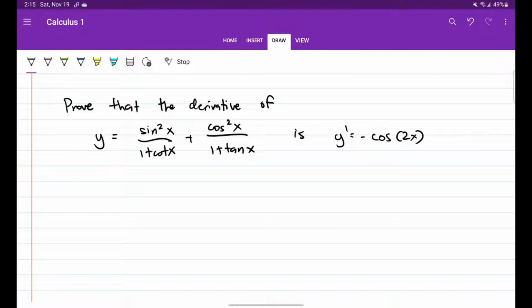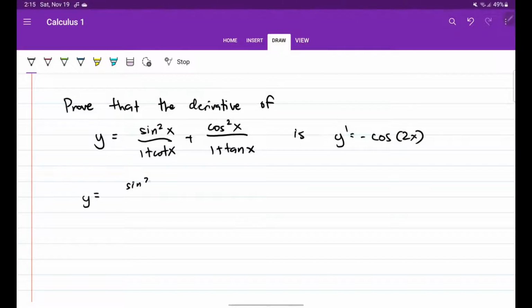Okay, so welcome back. So here we have a very interesting example wherein we are tasked to prove that the derivative of y equals sine squared x over 1 plus cot x plus cosine squared x over 1 plus tan x is equal to negative cosine 2x daw. Okay? So kapag may mga ganitong problem na sinasabi na prove that the something something, ang initial instinct natin should be to simplify the expression. No? So let's try to simplify the expression.